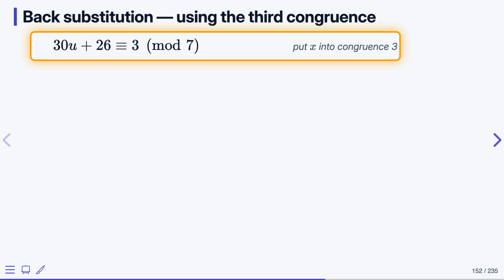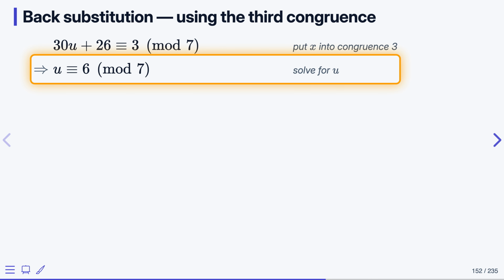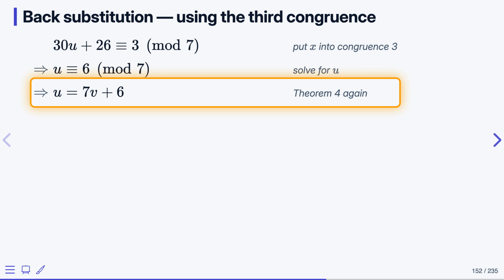Now the third congruence and the same moves again. Line 0. Put x equals 30u plus 26 into x congruent to 3 mod 7. Step 1. Reduce mod 7. 30 is congruent to 2 and 26 is congruent to 5. So 2u plus 5 is congruent to 3. Solving gives u congruent to 6 mod 7. Step 2. Theorem 4 once more. u equals 7v plus 6.